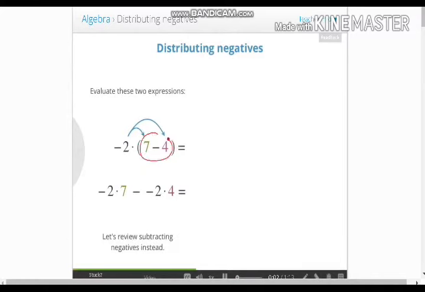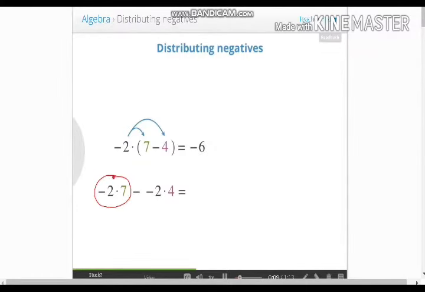Excellent! So 7 minus 4 is 3, and negative 2 times 3 equals negative 6. Down here, negative 2 times 7 is negative 14, and negative 2 times 4 is negative 8. Now, subtracting negative 8 is the same as adding positive 8. And sure enough, negative 14 plus 8 equals negative 6. So as you found, subtracting this negative is the same as adding a positive. And so by distributing a negative number, we turned subtraction into addition.